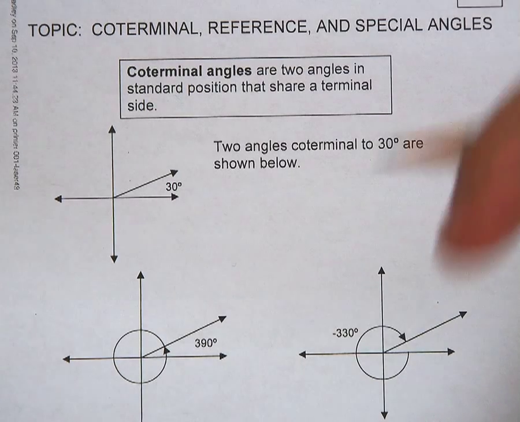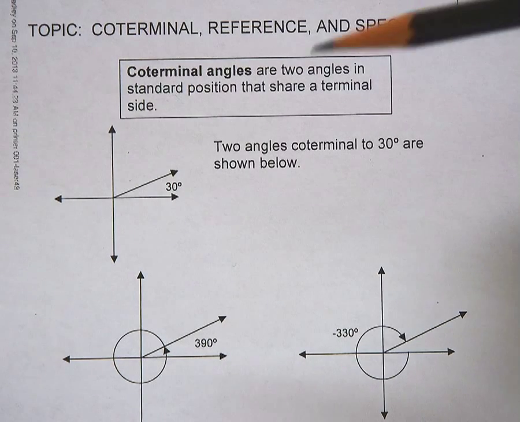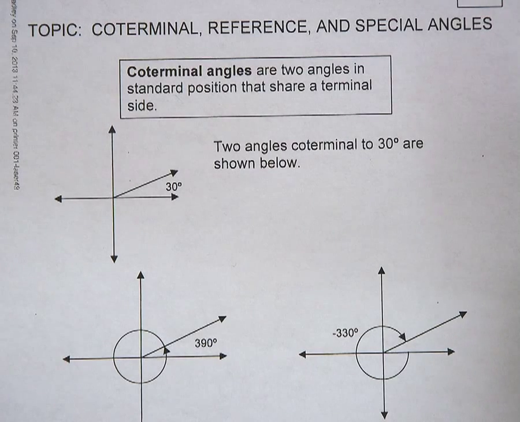A couple of things here. You've got coterminal, reference, and special angles as the topic for today. So again, these are going to be three terms, three vocabulary words that we're going to be working on. First is coterminal angles, which are two angles in standard position that share a terminal side.